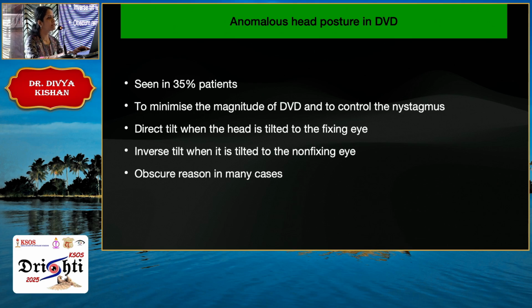Anomalous head posture is seen in 35% of the patients, and it is said to minimize the magnitude of DVD and to control the nystagmus, and it is a direct tilt when the head is tilted to the fixing eye and inverse tilt when it is tilted to the non-fixing eye.